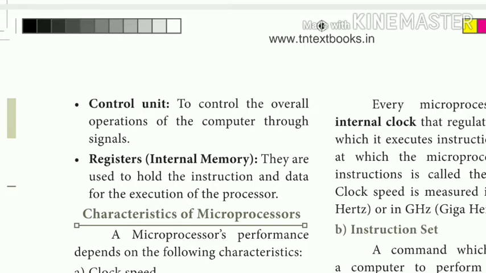Next is register. Register is an internal memory. So it is a memory unit, and it contains a very small amount of memory. So you can store some bits or bytes. Okay, so that is the purpose of register.